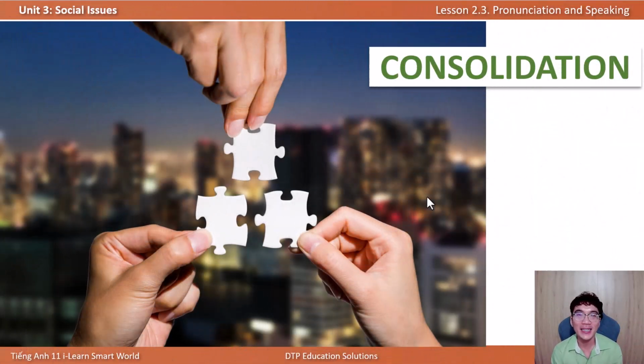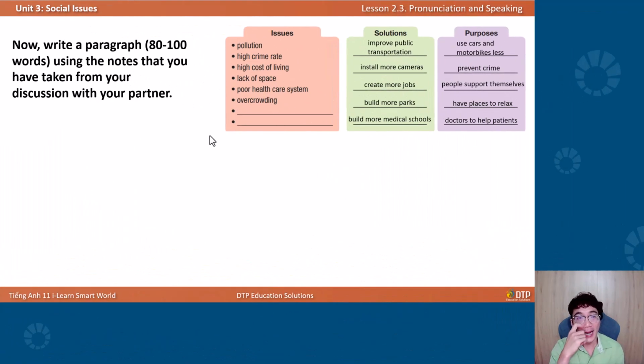Congratulations, you have completed pronunciation and speaking. It's time to review everything. So now please write a paragraph 80 to 100 words long using the notes that you have taken from your discussion with your partner, and I have shown it here. Okay? So think and write a paragraph. Now, let's see my example.